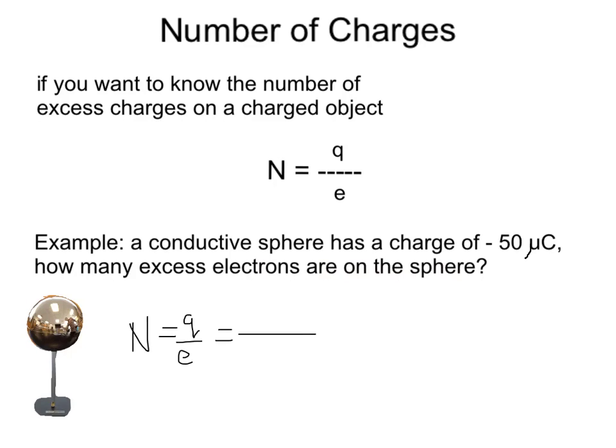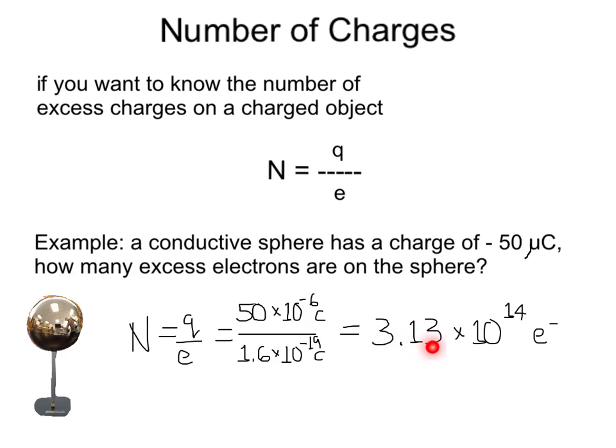So let's put in the total amount of charge, which is 50 microcoulombs, or in other words, 50 times 10 to the minus 6th coulombs. And we'll divide that total amount of charge by the charge of 1 electron, which is the fundamental charge, or 1.6 times 10 to the negative 19th coulombs. Pause the video for a moment and do the calculation and see if you get the right answer. That gives us 3.13 times 10 to the 14th electrons. That's a lot of electrons.